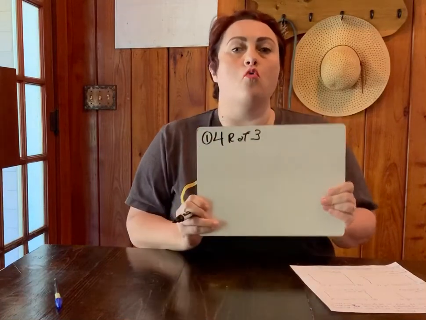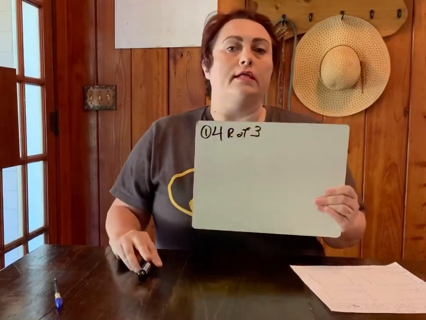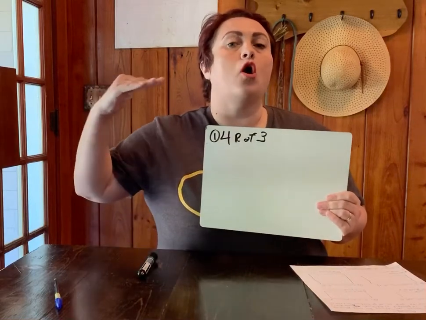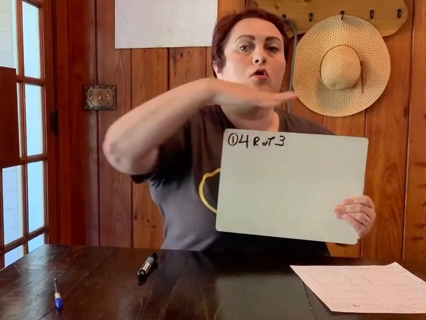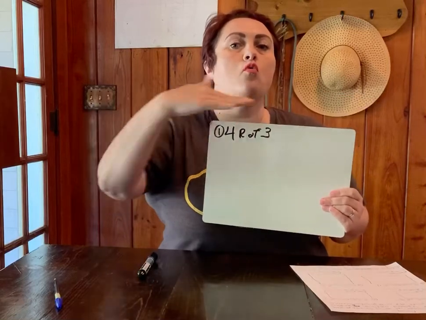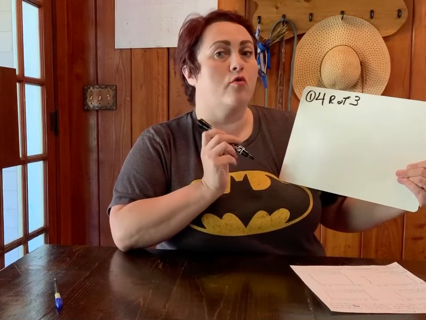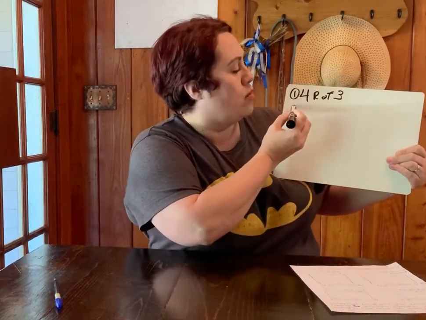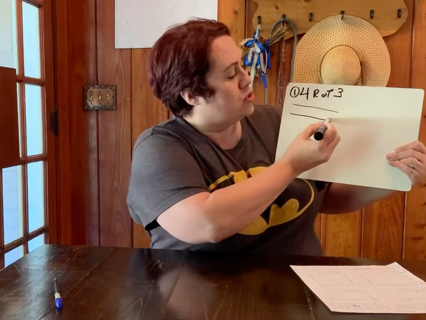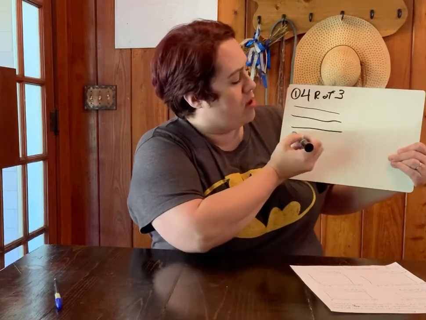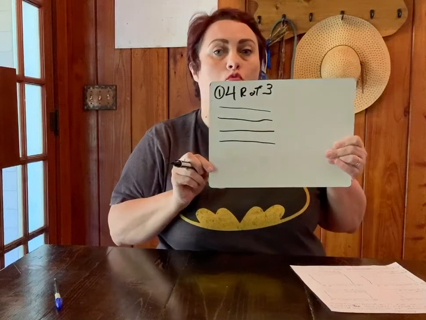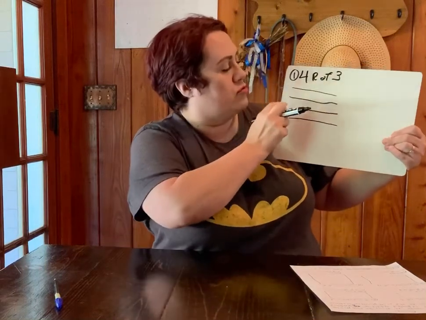Problem number 1 said 4 rows of 3. As a reminder, rows go what? Across, like you row a boat across the water. Rows go across. So we're going to draw 4 rows really quick before we add our items. That's 1 row across, 2 rows across, 3 rows across, 4 rows.